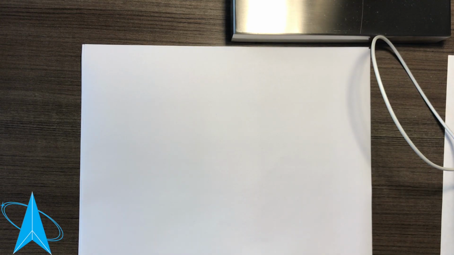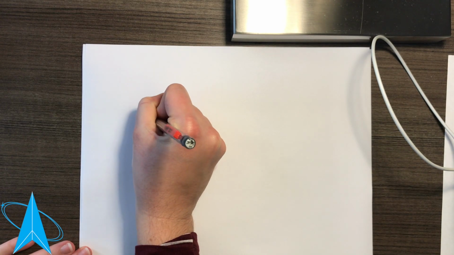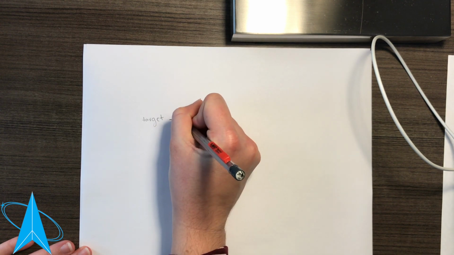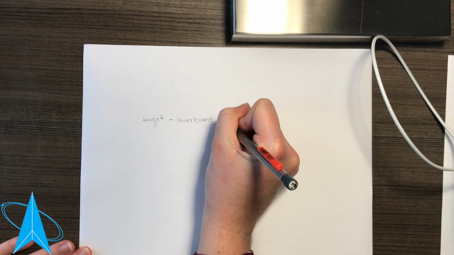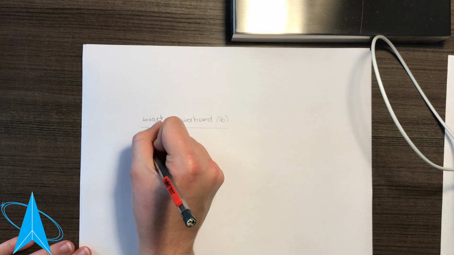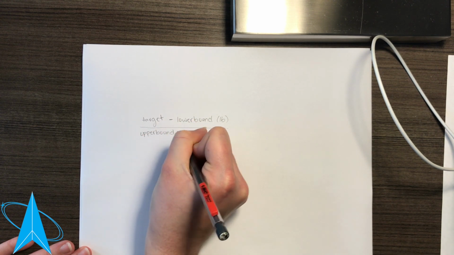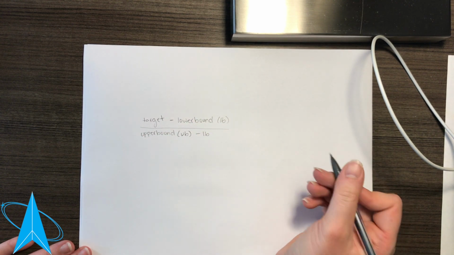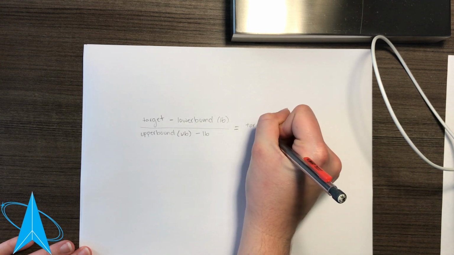Interpolation is fairly easy math-wise. You're using a basic formula: the target minus the lower bound, which I'll write as LB, over the upper bound, which I'll write as UB, minus the lower bound. And then you're setting that as an equality to the same thing over here.